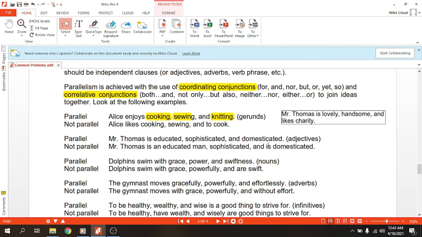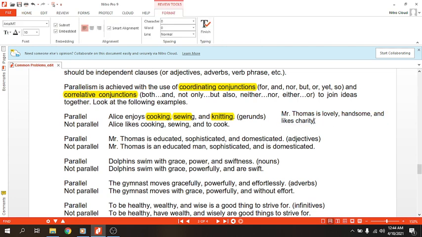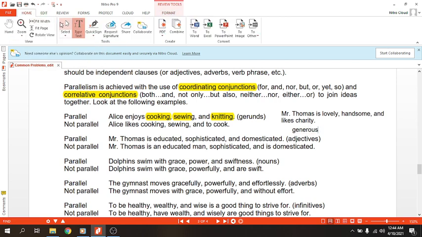Apa yang bisa saya pakai ya? Kamu bisa pakai kata generous. Ya, karena generous itu kan menunjukkan bahwa dia suka charity, suka nyumbang. Okay, so I change it to generous. Udah. So that's it. Nah, ini harus diganti jadi generous. Oke ya, so that's apa yang dimaksud parallelism.